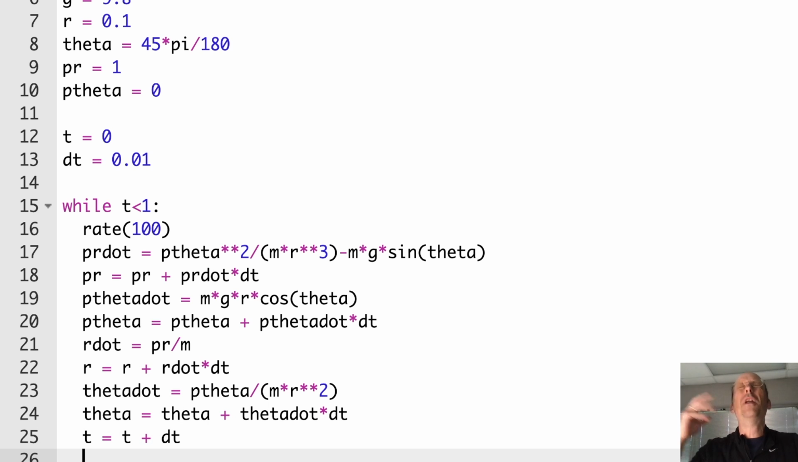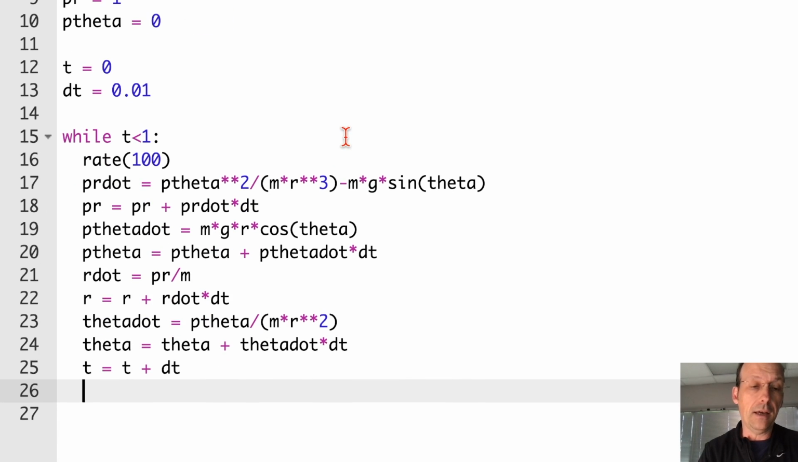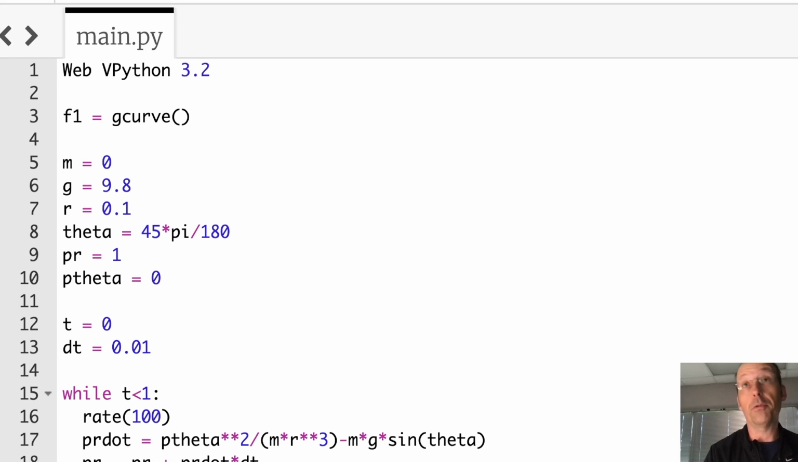Now let's plot. Let's just plot just for fun right now. R versus theta. I didn't put any labels or anything. So f1 dot plot R theta. Let's just see if it's working. Let's just see if we get something, because we might not.